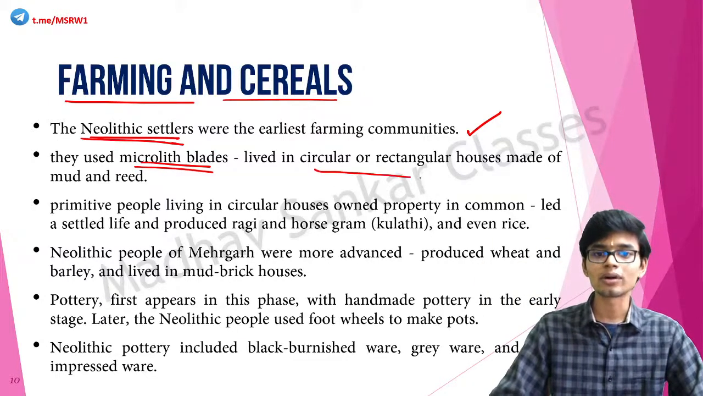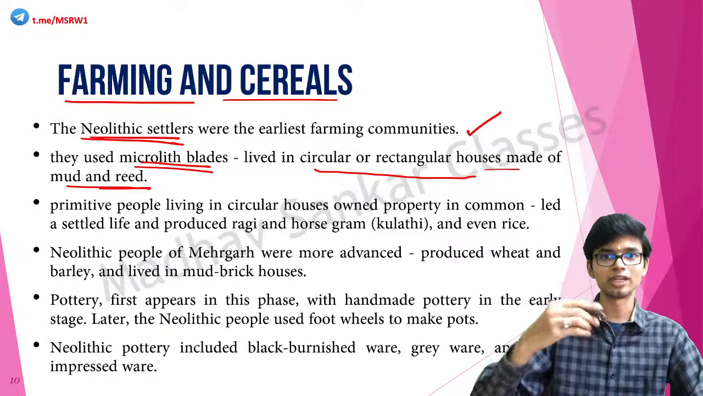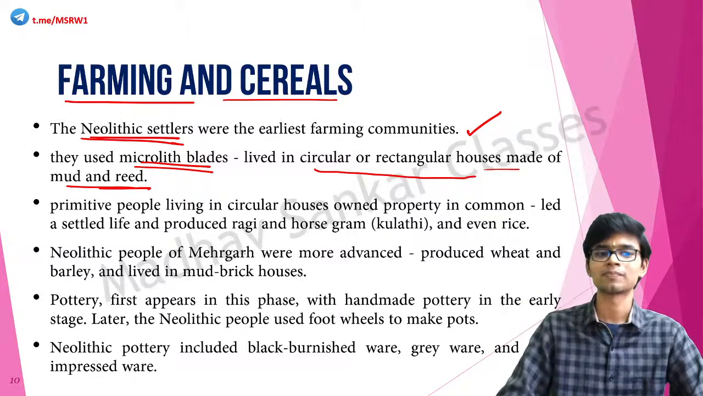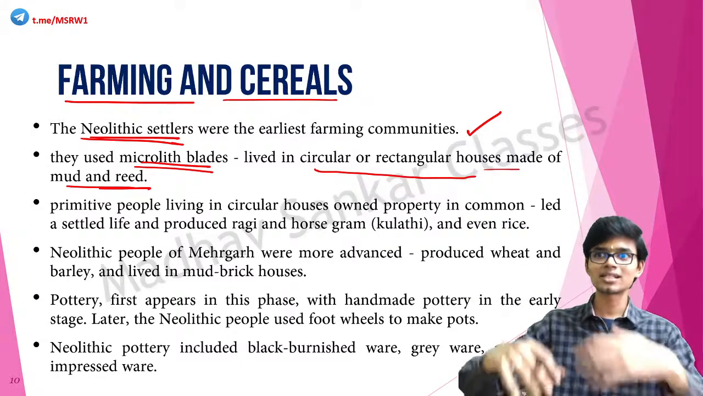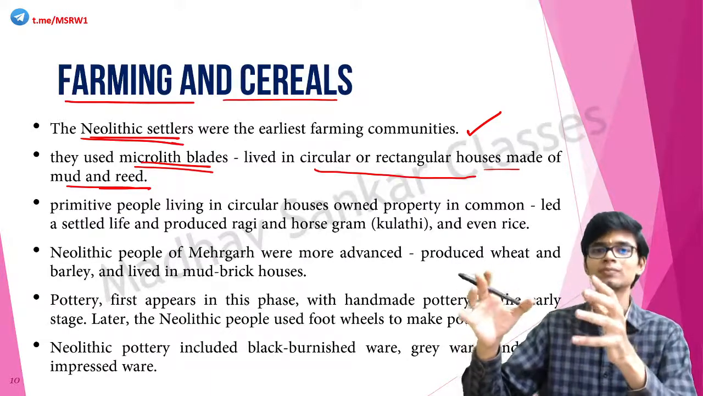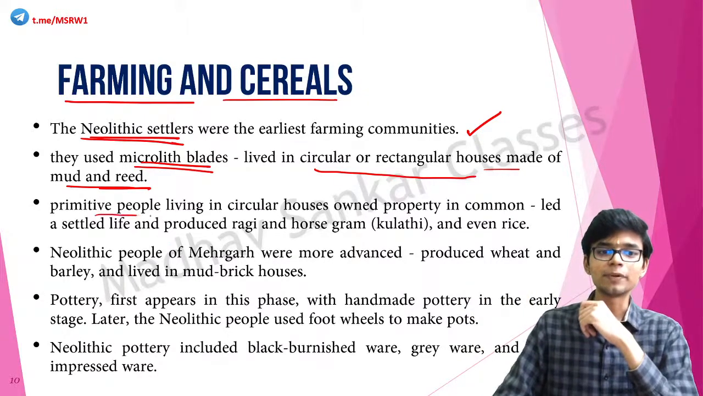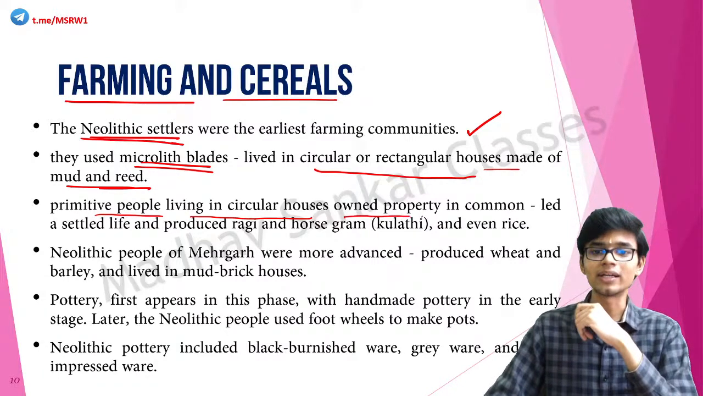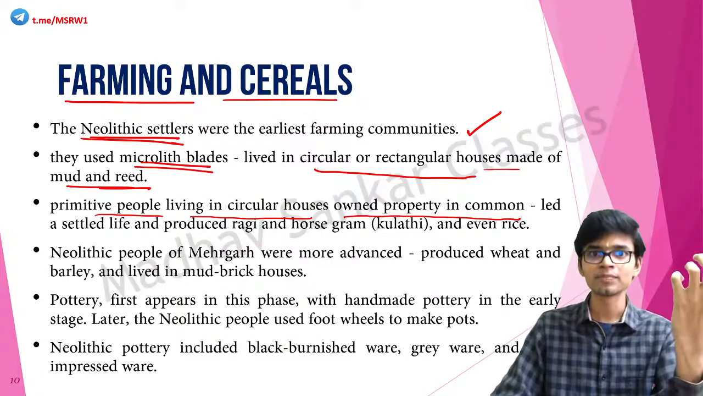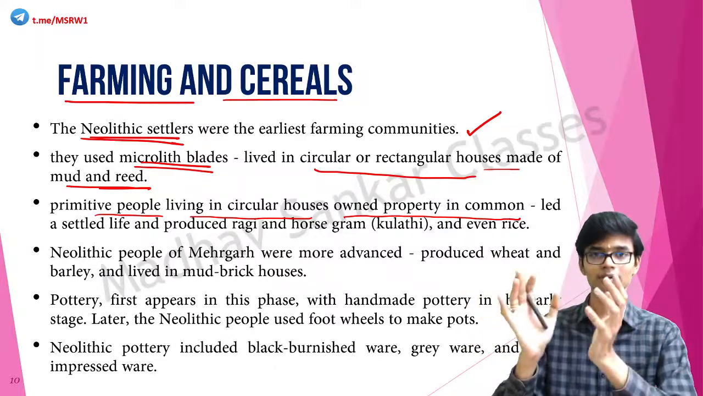They lived in circular or rectangular houses made of mud and reed. Earlier, they were cave dwellers, but by the time of New Stone Age, they had managed to create mud houses or say reed houses. Once they started to build their own houses, they obviously had some concept of property. Historians and archaeologists believe that primitive people living in circular houses owned property in common. Rather than the modern day concept of private property, during those times, the people together owned a property in common.